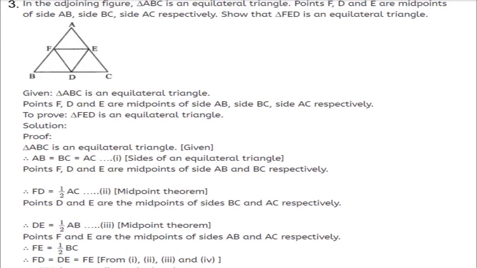So, the right hand sides of equations 2, 3 and 4 are becoming equal. So, the left hand sides are also equal. So, FD is equal to DE is equal to FE. You have to write the last statement. I have not mentioned it. You have to mention it. Hence, we prove that triangle FED is an equilateral triangle.